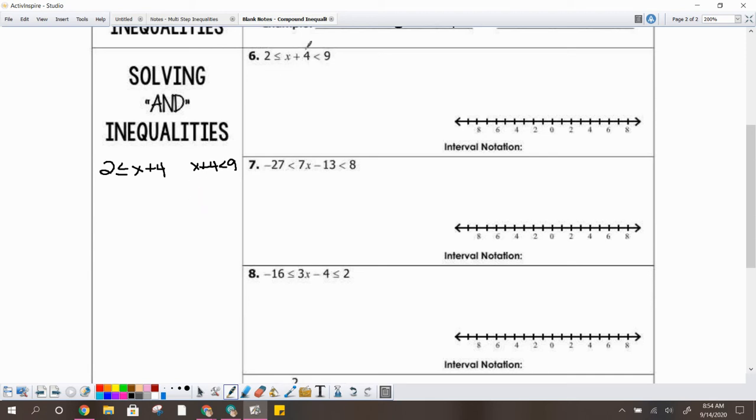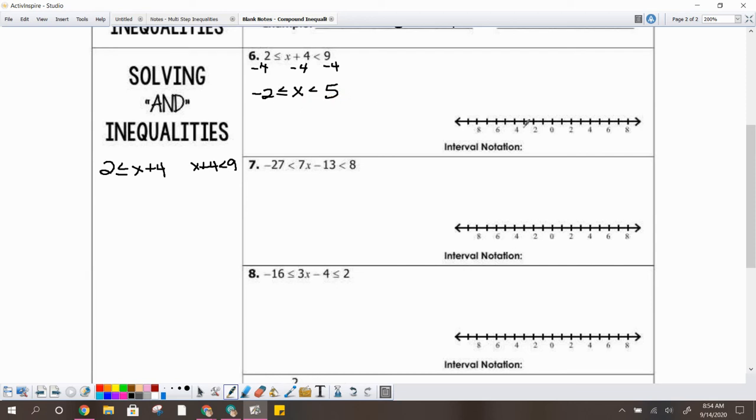Or what we're going to do is we're trying to eliminate the stuff in the middle. So whatever I do to the middle, I've got to do to both sides here, treating it as two separate things. So I'm going to subtract 4 to get this x by itself. That's the goal, which means I'm going to subtract 4 here, and I'm going to subtract 4 here. Okay, so I have x in the middle now. I'm going to keep the sign the same. 2 minus 4, that's going to get me a -2. 9 minus 4, that's going to get me a 5.